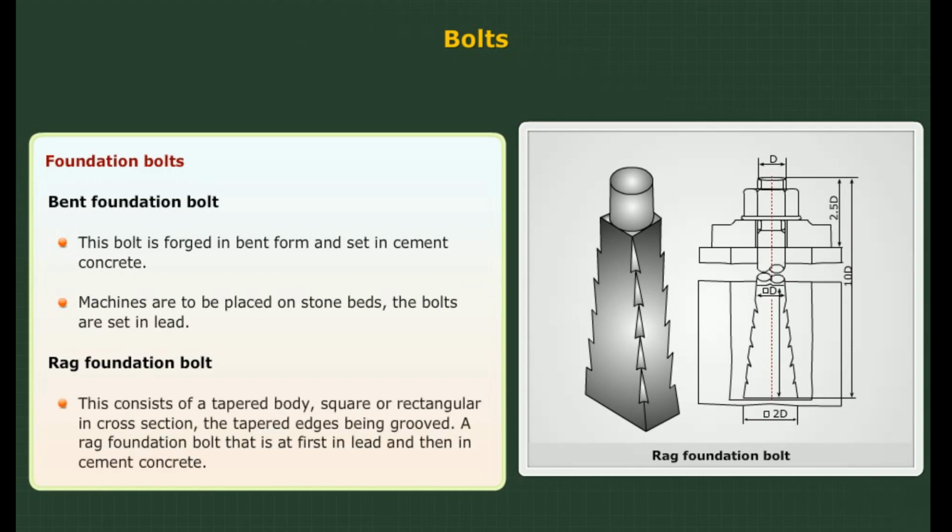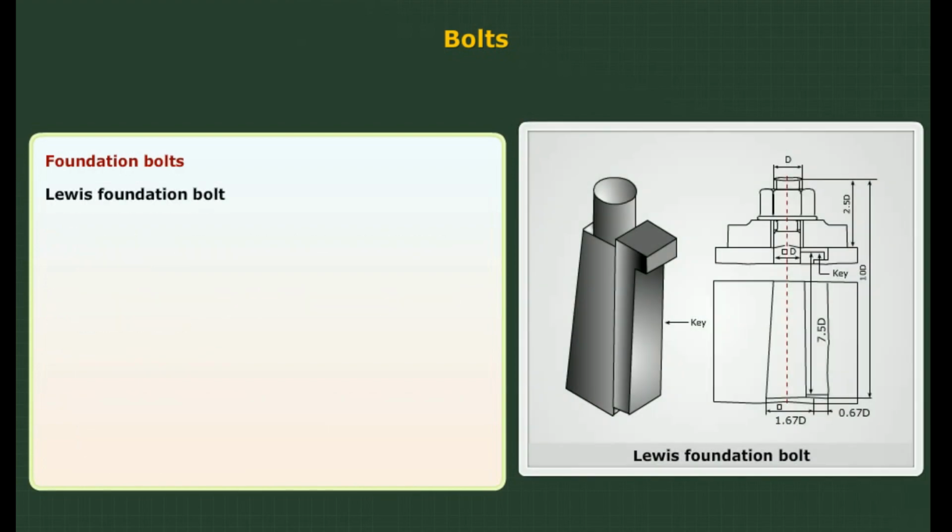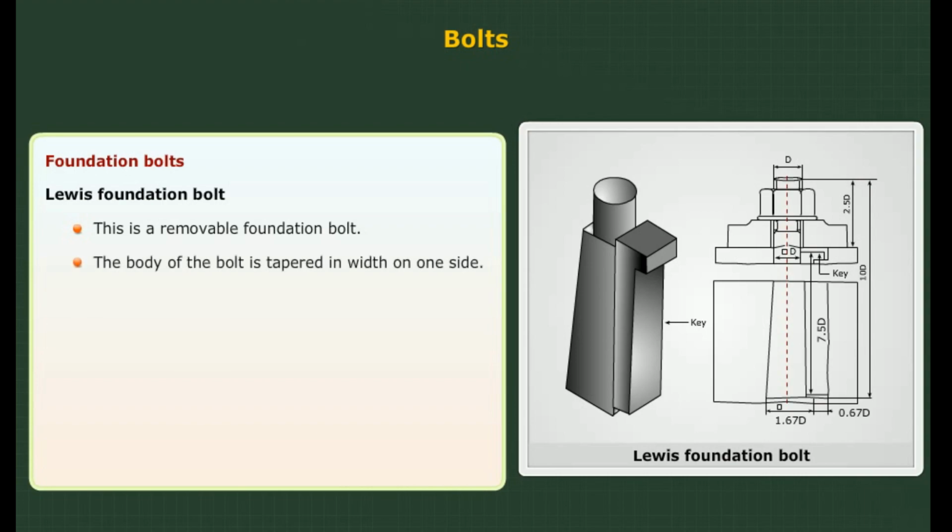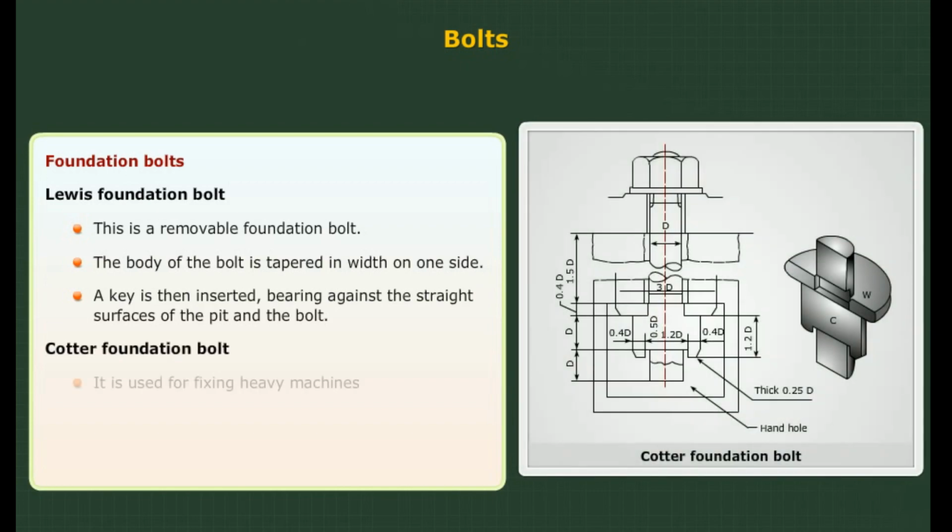Rag foundation bolt. This consists of a tapered body, square or rectangular in cross-section, the tapered edges being grooved. A rag foundation bolt is set at first in lead and then in cement concrete. Lewis foundation bolt. This is a removable foundation bolt. The body of the bolt is tapered in width on one side. A key is then inserted bearing against the straight surfaces of the pit and the bolt. Cotter foundation bolt. It is used for fixing heavy machines. It has a rectangular slot at its bottom end to receive a cotter.